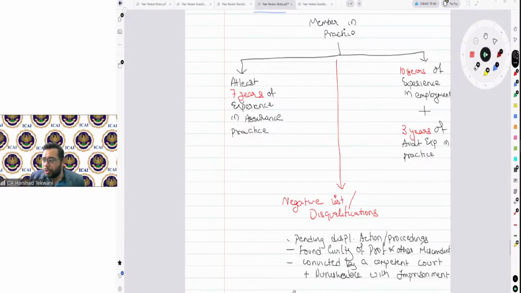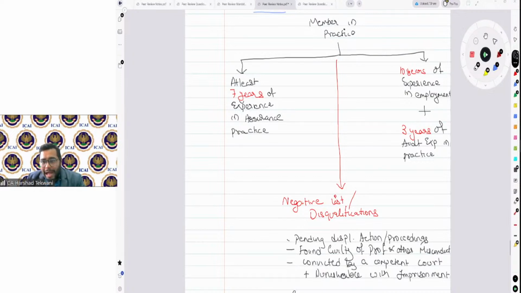When I talk about a member being in practice and earlier he was in employment, the provision says that a member in employment who has subsequently obtained a certificate of practice should have at least 10 years of experience. First of all, 10 years of experience in employment. Second, at least 3 years of experience in practice and is in whole-time practice at the time of enrollment and appointment. If he satisfies these two conditions, then he can be appointed as a peer reviewer.